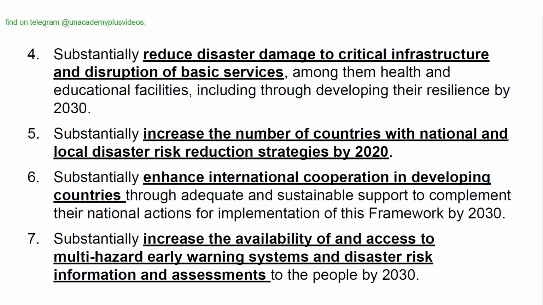Substantially reduce disaster damage to critical infrastructure and disruption of basic services, among them health and educational facilities, including through developing their resilience by 2030. Substantially increase the number of countries with national and local disaster risk reduction strategies by 2020. Substantially enhance international cooperation with developing countries. Substantially increase the availability of and access to multi-hazard early warning systems and disaster risk information and assessments to the people by 2030.